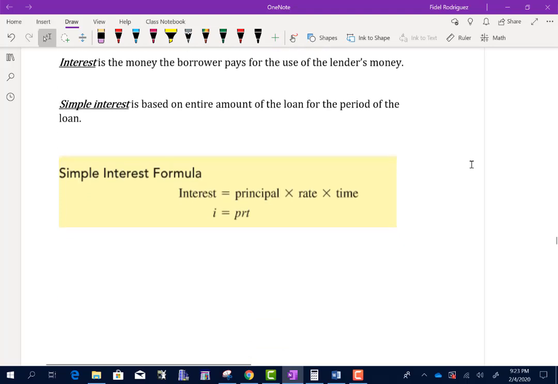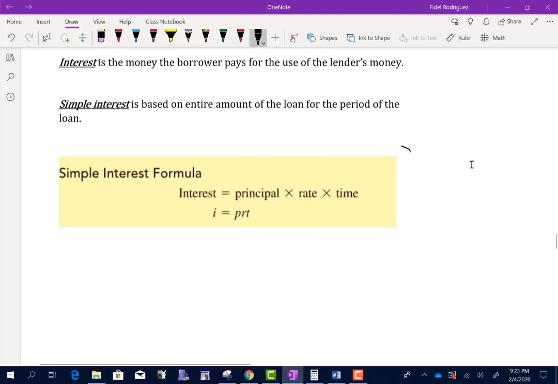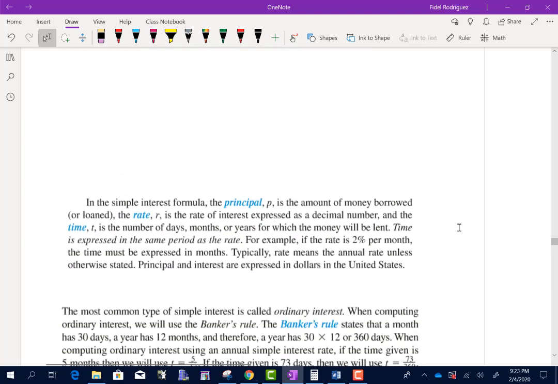And simple interest. Okay, so this is the most important part. Here is our formula, okay? So the simple interest formula is right here. It is very simple. In fact, all we're going to do is multiply. To find the interest, we're going to take the principal, the rate, and the time. Guys, the time is going to be given to me in years unless otherwise specified, okay? So let me keep scrolling down here.